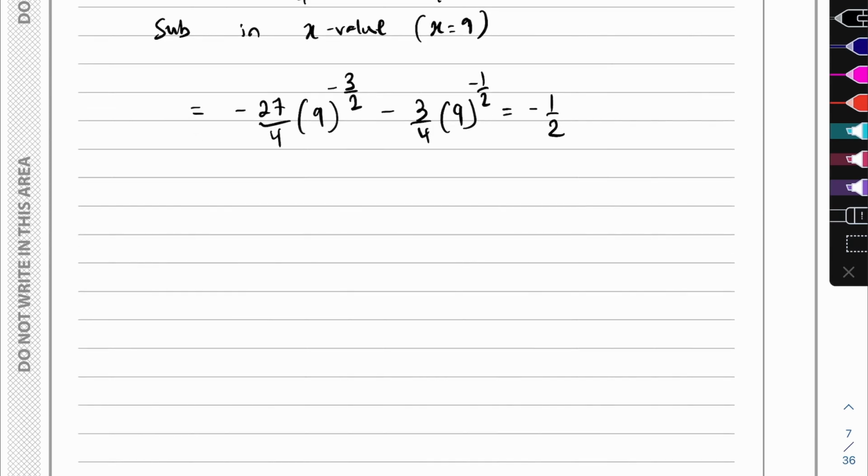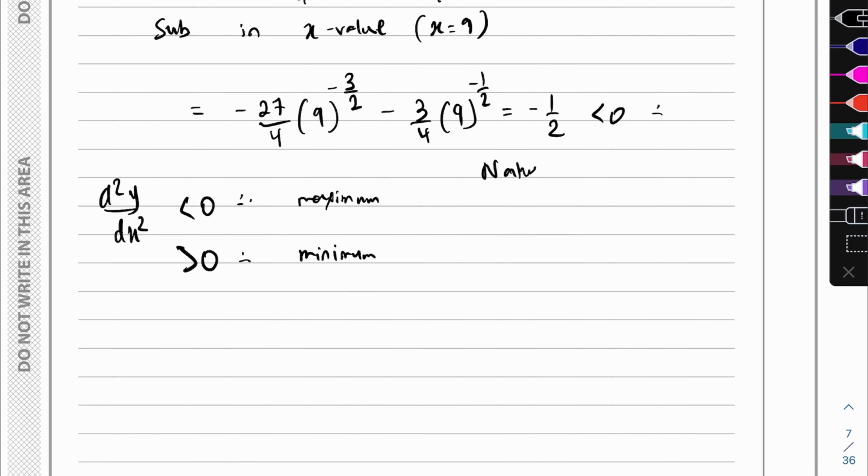Now what does this mean? We know that if d squared y over dx squared is less than 0, then what's the nature of the stationary point? It's a maximum. Similarly, if it was greater than 0, it will be a minimum. So in this case, because it's less than 0, we can say the nature of this stationary point is maximum.